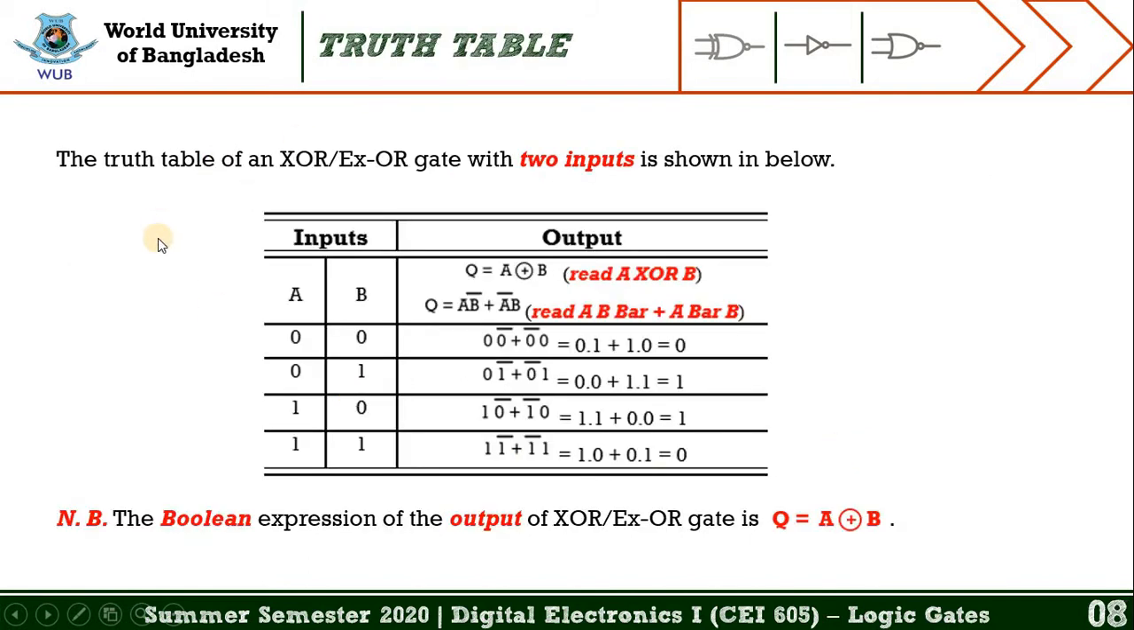From this slide you may learn the truth table of the XOR gate, and you may also see from this table that this gate also has 2 inputs. One is symbolized A and another one is symbolized B, and in the output column we get A XOR B.